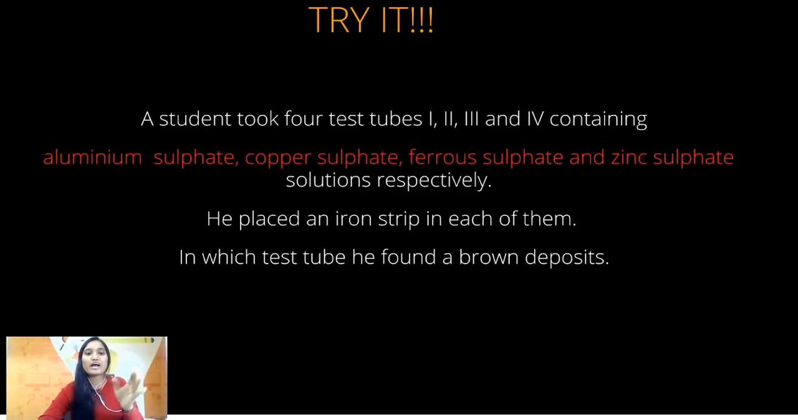So there you go with the question on the screen. Let's read through it. A student took 4 test tubes, 1, 2, 3 and 4, containing aluminium sulfate, copper sulfate, ferrous sulfate and zinc sulfate solutions respectively. Each test tube contains one metallic salt solution. Now he placed an iron strip in each of them. So the metal he has introduced here is iron. Now, what would be the observation in all these 4 test tubes? Especially, in which test tube would you be able to find some brown deposit? It could be 1 test tube or 2 test tubes. So now I want you to answer this question.